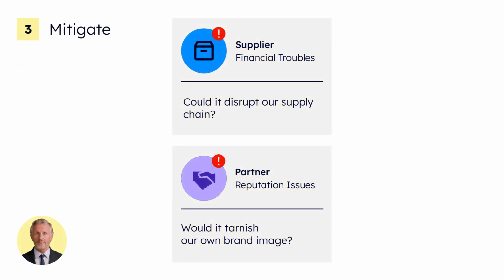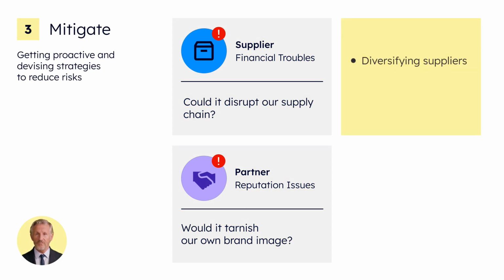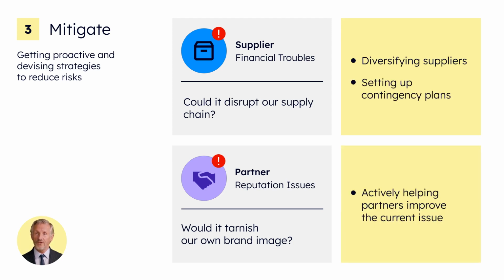Finally, mitigate. This is where we get proactive. We devise strategies to reduce these risks. Maybe it's about diversifying our suppliers or setting up contingency plans. Or perhaps it's about actively working with our partner to help them improve their reputation.